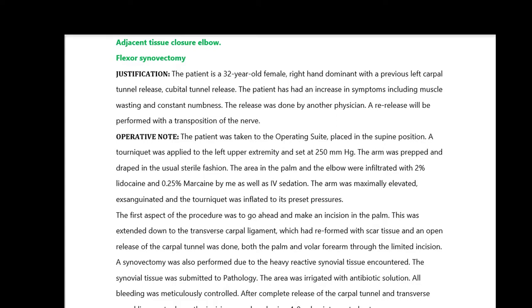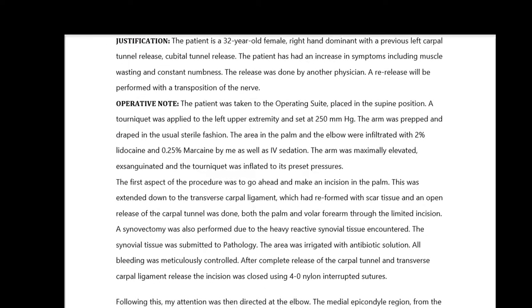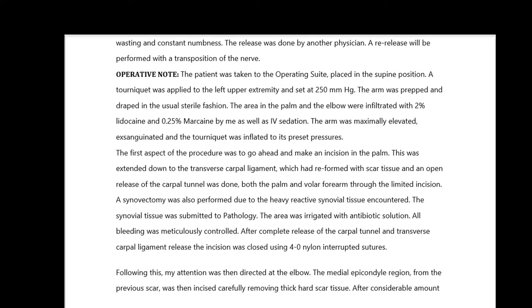Then in the operative note, thinking of the questions that we've just read on our PCS worksheet, let's start to read that. The patient was taken to the operating suite, placed in the supine position. Supine position is lying flat on the back. A tourniquet was applied to the left upper extremity and set at 250 millimeters of mercury. The arm was prepped and draped in the usual sterile fashion.